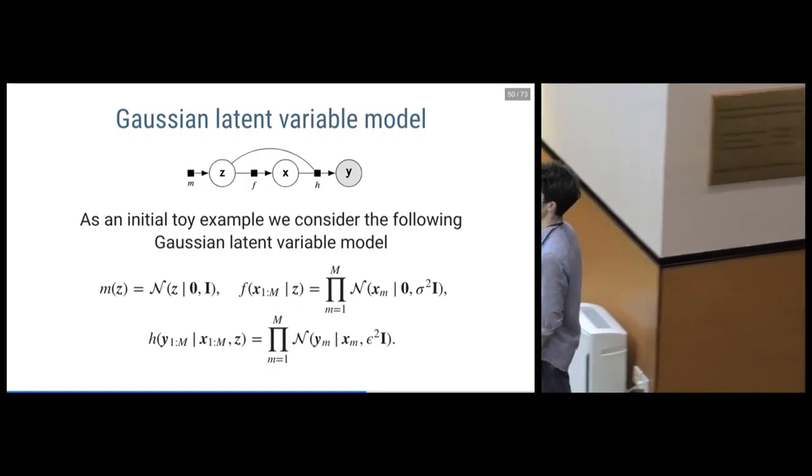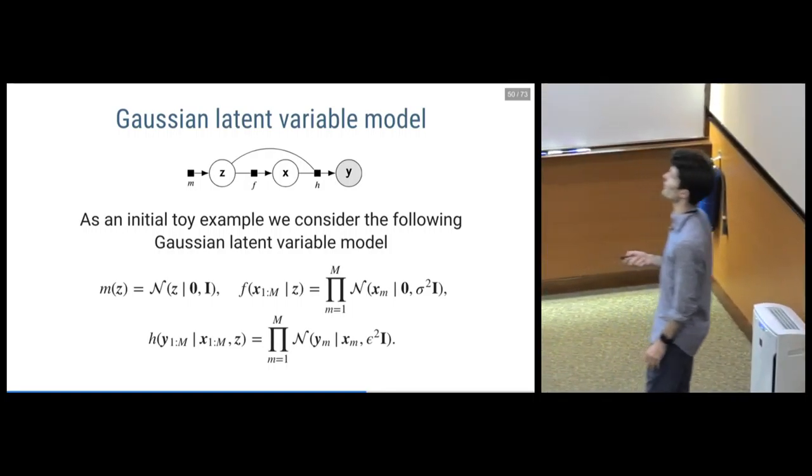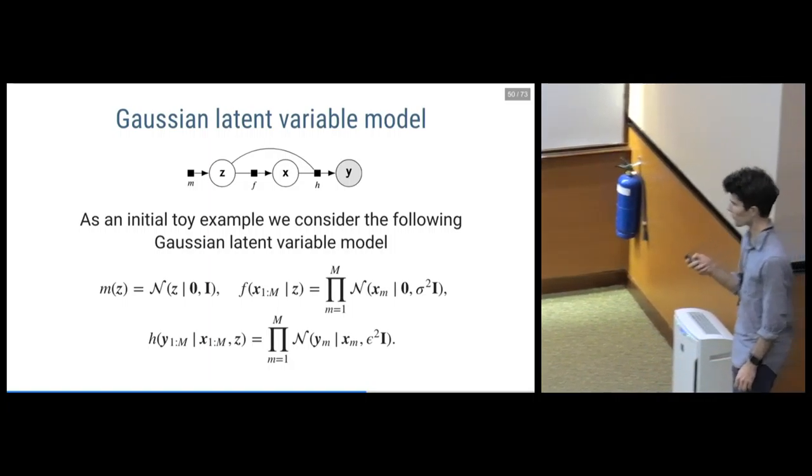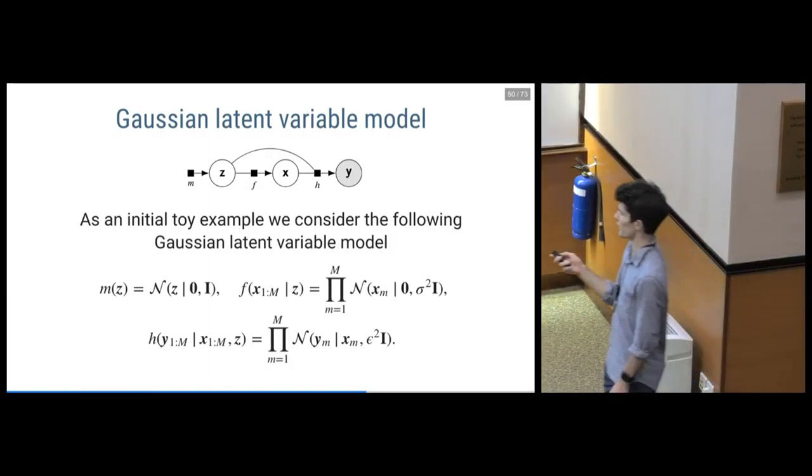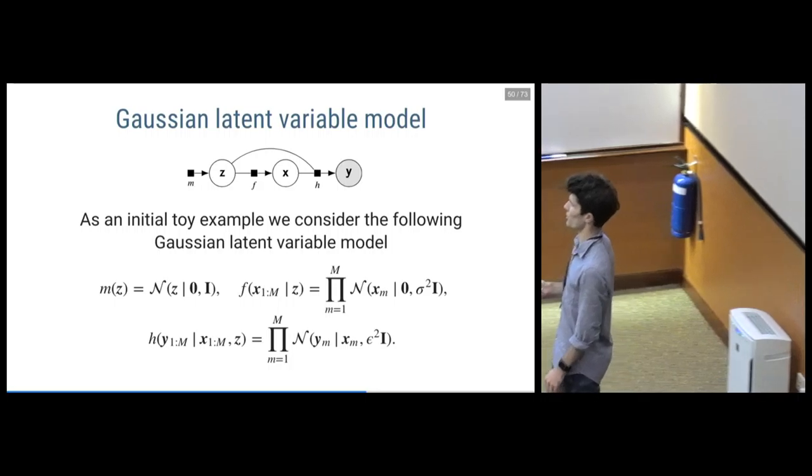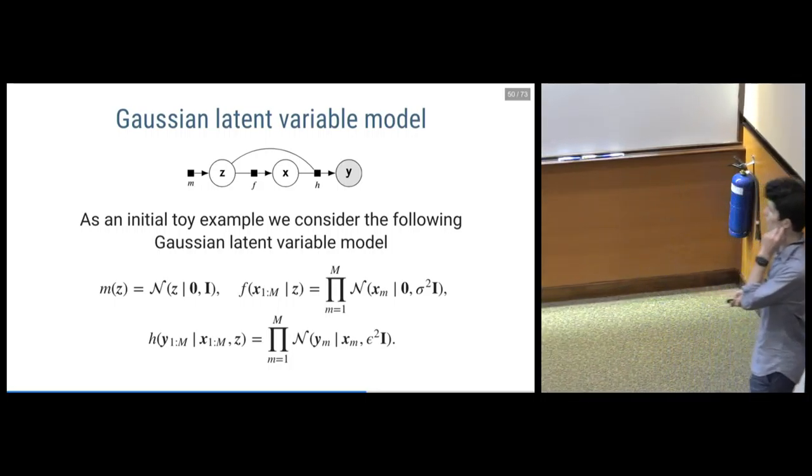just a jointly Gaussian kind of latent variable model where we know the marginal posterior on the parameters of interest here.